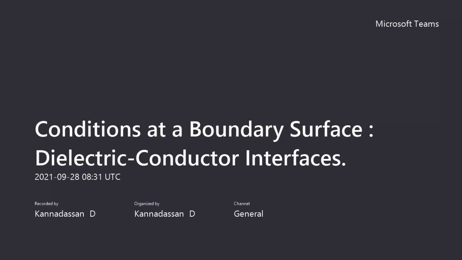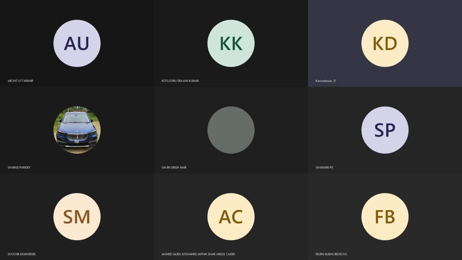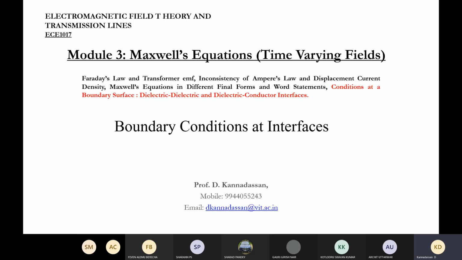We discussed the boundary conditions at the interfaces between dielectric and dielectric. We are going to continue that same argument for the conductor and dielectric interfaces today. We will see one example. By the way, you can understand how these boundary conditions help to calculate the field at different regions.